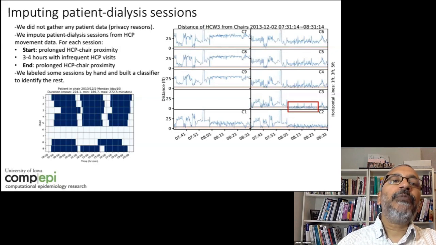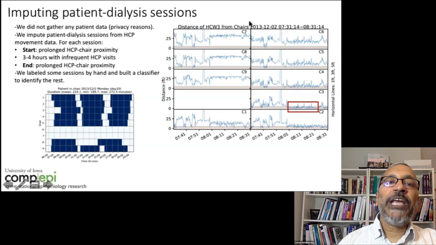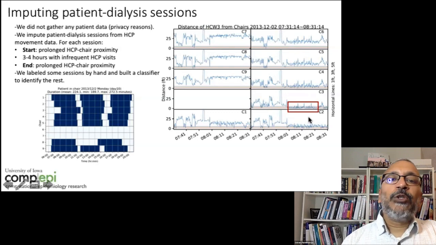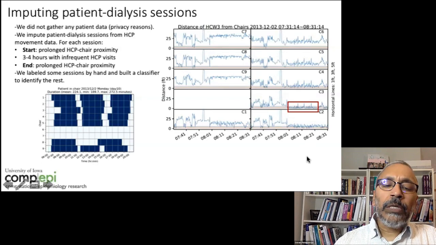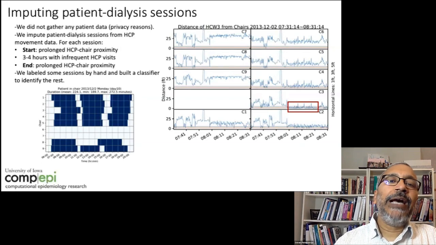So for example, the picture on the right here shows the distance of a particular healthcare professional, number 3, from the 9 chairs in the dialysis unit. And you can see that just after 8 o'clock, they are extremely close to chair 3 for about 20 minutes or so. And they're relatively close to chair 2 and chair 4, which are neighboring chairs. So from this, we kind of conclude that the dialysis session at chair 3 started basically at 8 o'clock, because typically a dialysis session starts with a healthcare worker spending a lot of time at a dialysis chair.